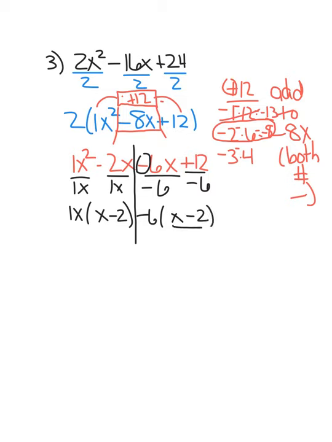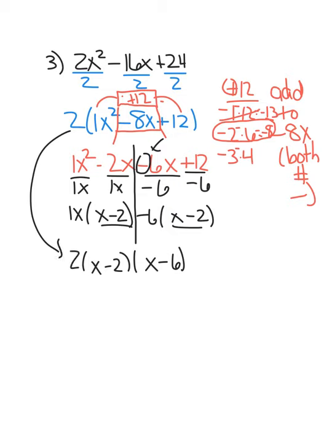In order for these to be exactly the same, if this first value is negative, you have to take it out. So then my answer is x minus 2 times x minus 6, times that 2 that we already took out. So my final answer is 2 times x minus 2 times x minus 6.